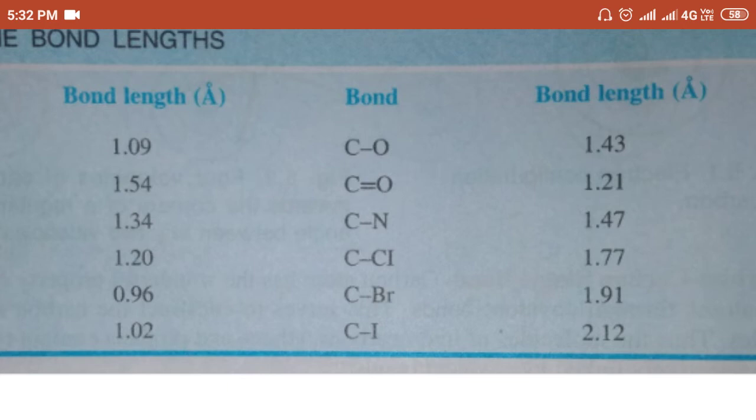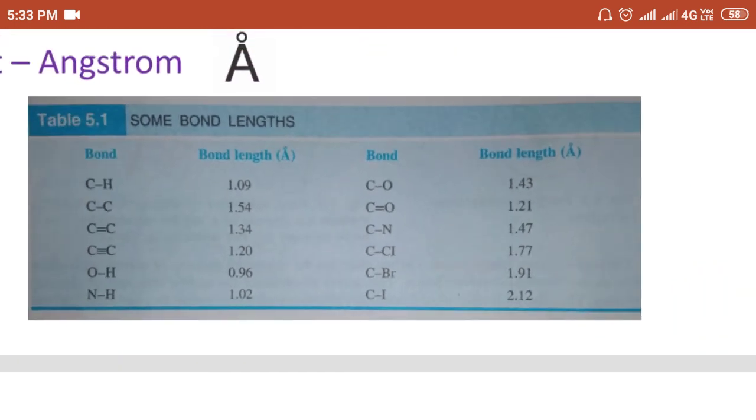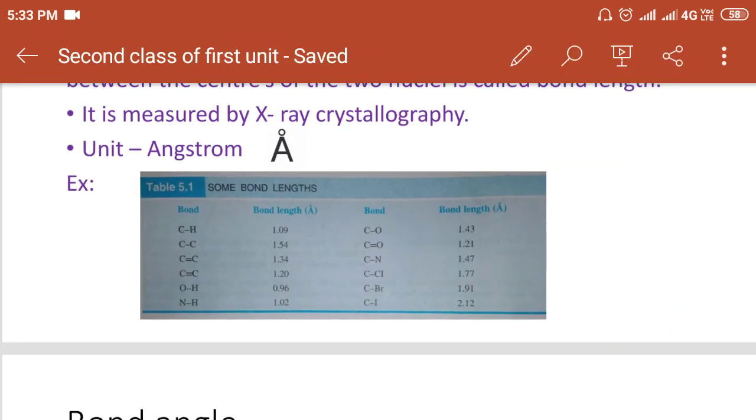Look here, the bond length between carbon and chlorine is 1.77 angstrom, carbon-bromine is 1.91 angstrom, and carbon-iodine is 2.12 angstrom. It means as the size of the atom increases, the bond length also increases. This is about bond length.